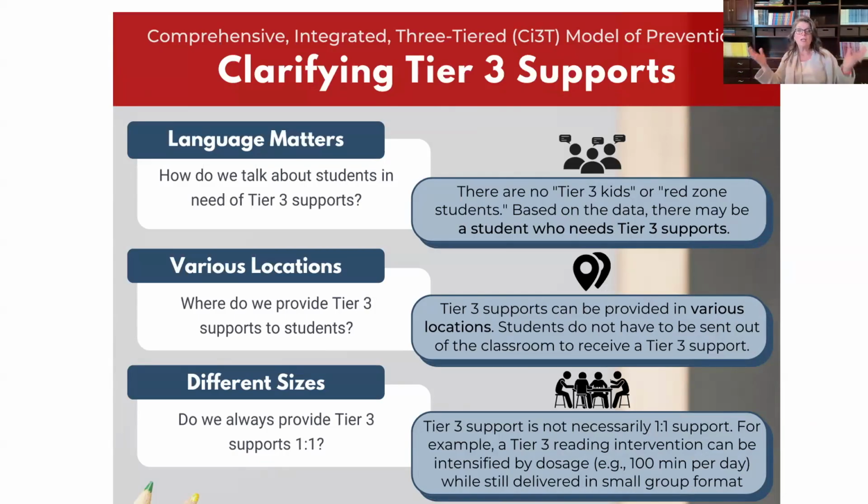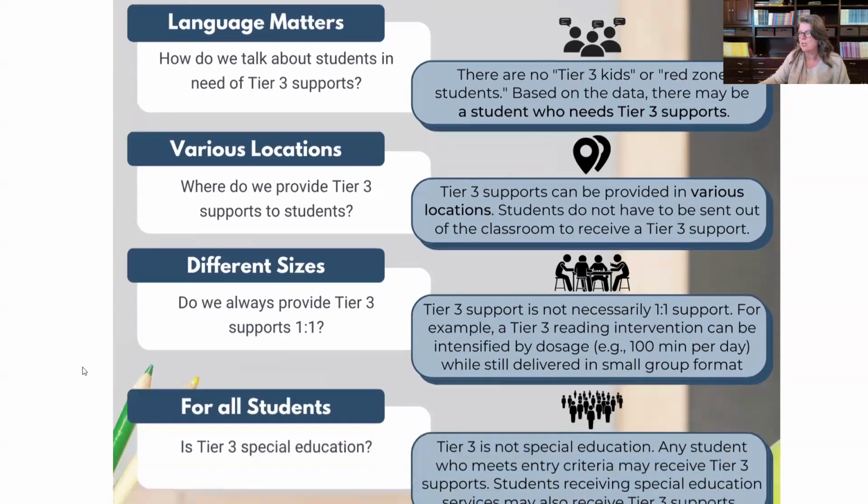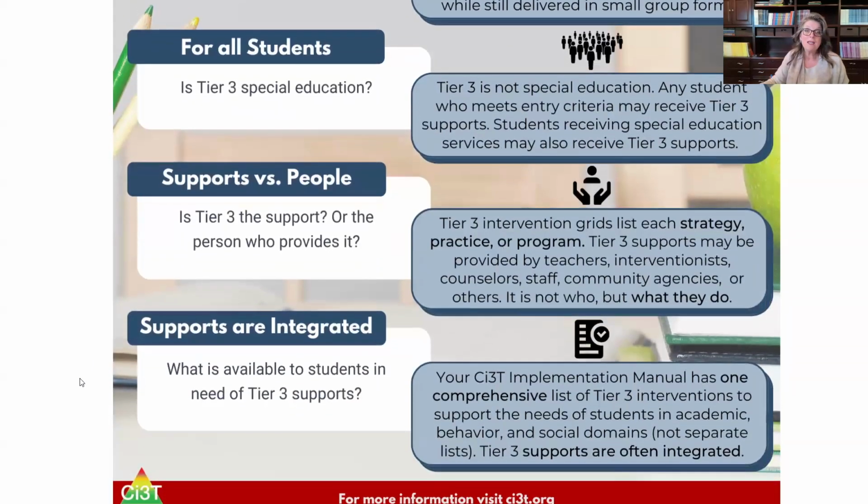And these tier three interventions can be provided in a range of locations. And in some instances, tier three interventions are one-to-one, but in this particular situation, this intervention can often be implemented squarely in the general education or special education context. Tier three in this model is not special education, although some students who are receiving special education services may get this extra support, but you don't have to be in special education to receive it.